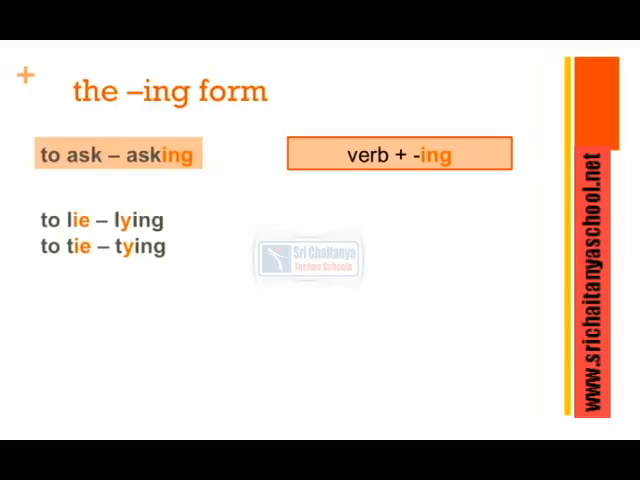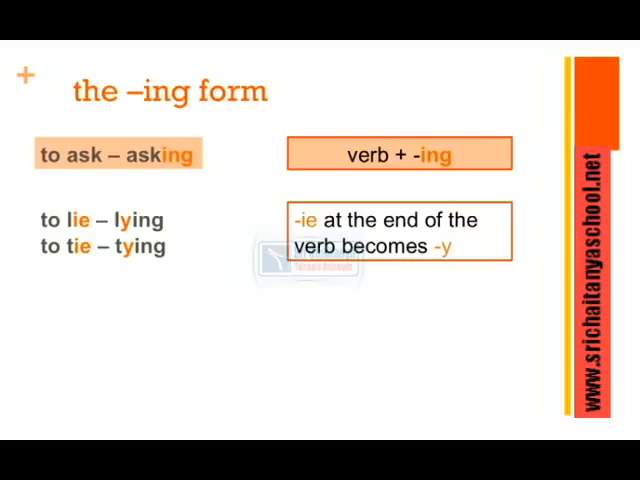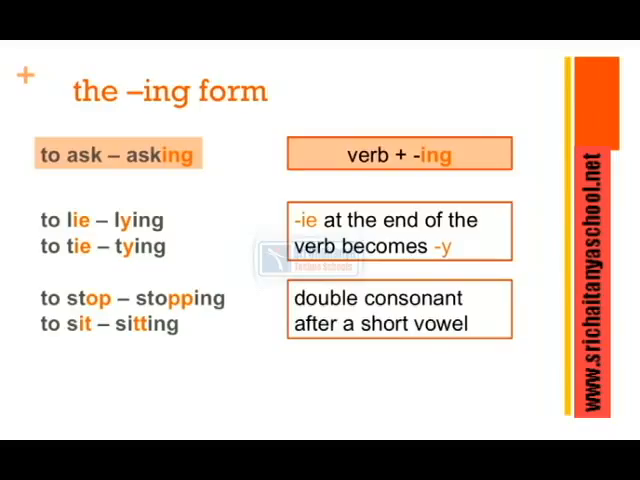There's just a couple of things that you want to remember. Let's have a look at those. To lie, lying, and to tie, tying. Please remember, ie at the end of the verb becomes y in the ing form. So we have to stop, stopping, and to sit, sitting. You can actually see the double consonant which you have after the short vowel. So stop has a short o and sit has a short i.